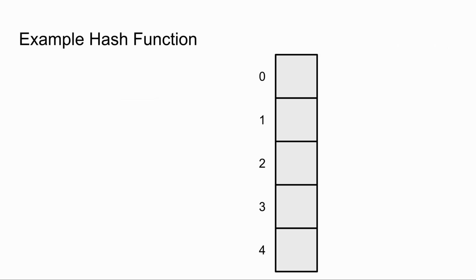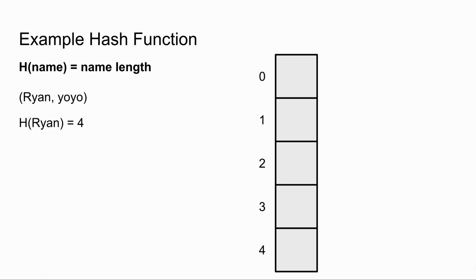Let's see what this looks like with an example hash function using our Christmas present example. We'll use the length of the key, which is the grandchild's name, as our hash function. First, we have Ryan Yo-Yo. Ryan has 4 letters, so we insert Ryan Yo-Yo into the bucket with index 4. Now let's try another grandchild. Let's try inserting Sarah Puppy.